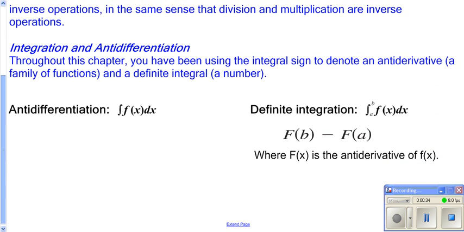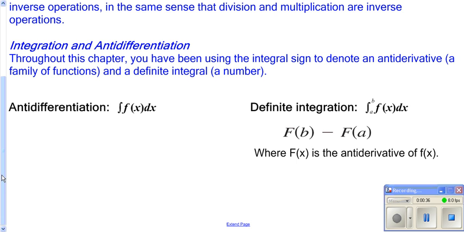We've been using the integral sign to denote the antiderivative, which gives you a family of functions, your indefinite integral. But a definite integral, the one that we've been using for area, gives us a number, and that's denoted over here. For the most part, you can do your antiderivative of your function, that's what capital F is, plug in b, your upper limit, and then subtract what you get when you plug in a, your lower limit.